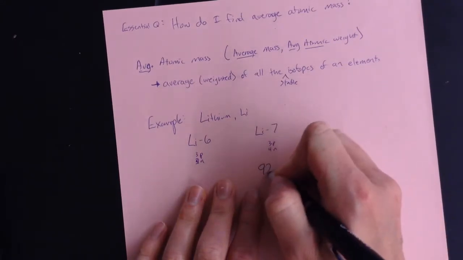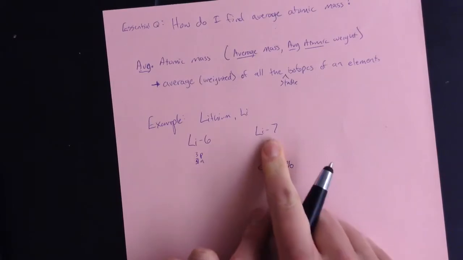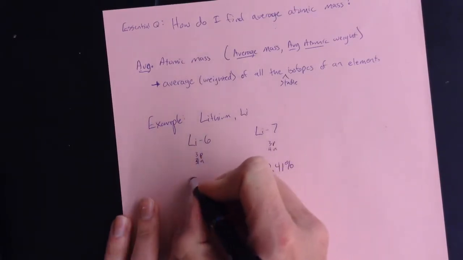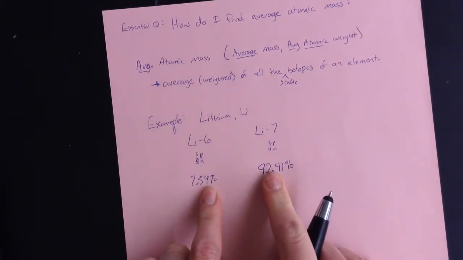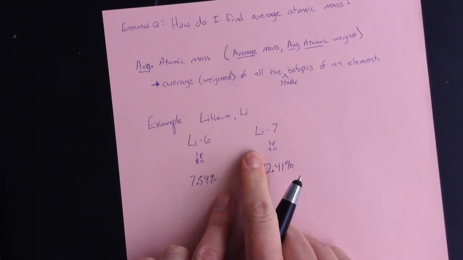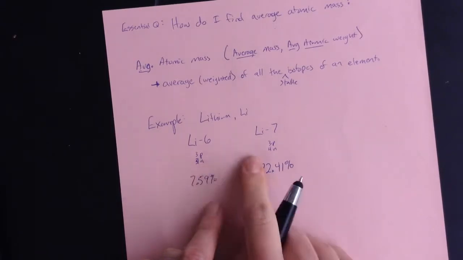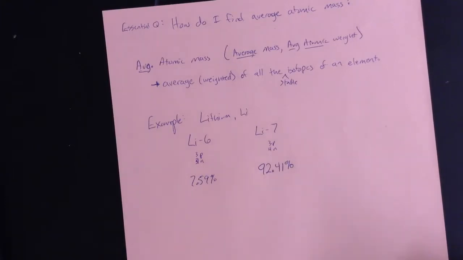In fact, 92.41% of all the lithium in the world is lithium-7, and only just a little bit, 7.59%, is lithium-6. That means that our average is going to be closer to 7 than it is to 6, because whatever there's more of is generally what the number's closest to.